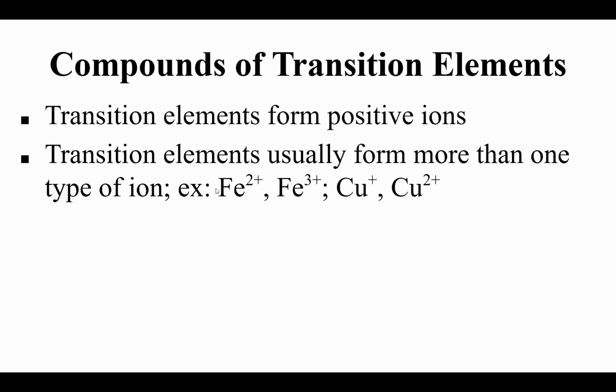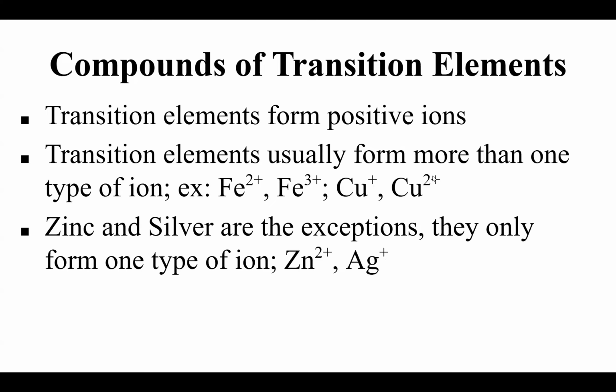For example, you have iron here, which is 2+ and 3+. You also have copper, which could be either 1+ or 2+. Zinc and silver, as I told you before, are the exceptions. They only form one type of ion. Zinc is 2+, silver is 1+.